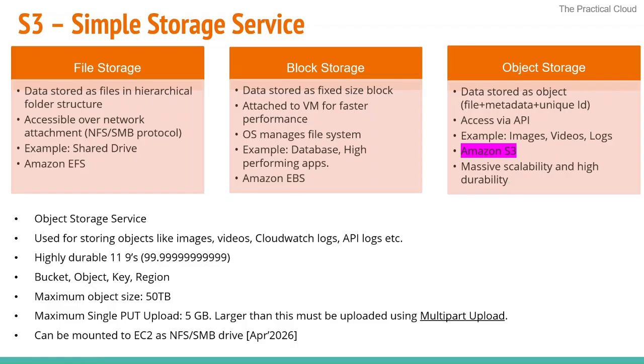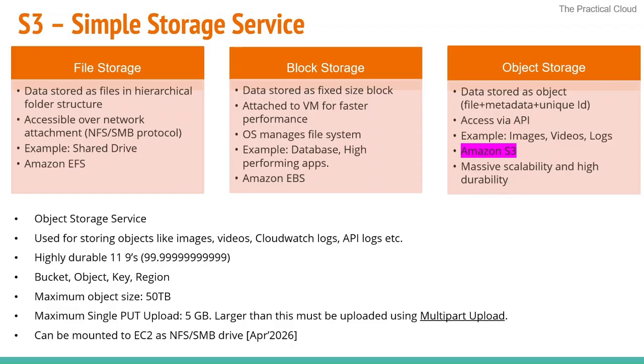Before we understand the object storage service, let's quickly understand the different storage options we have in AWS or in general. One is file storage, where the data is stored as files in a hierarchical folder structure. We mount these file systems to our VMs using the NFS or SMB protocol. One example of this is a shared drive, as accessed on Windows machines, and one of the AWS services which is widely used is Amazon EFS, which offers file storage service.